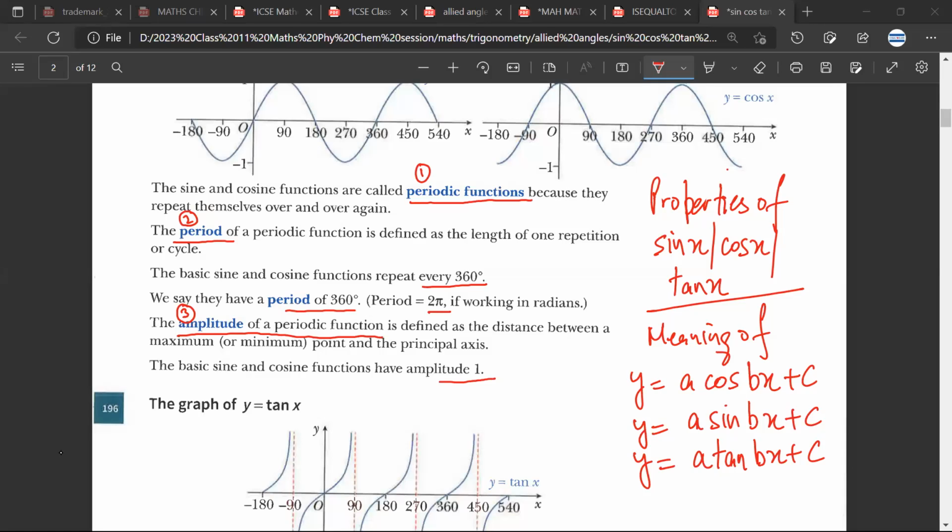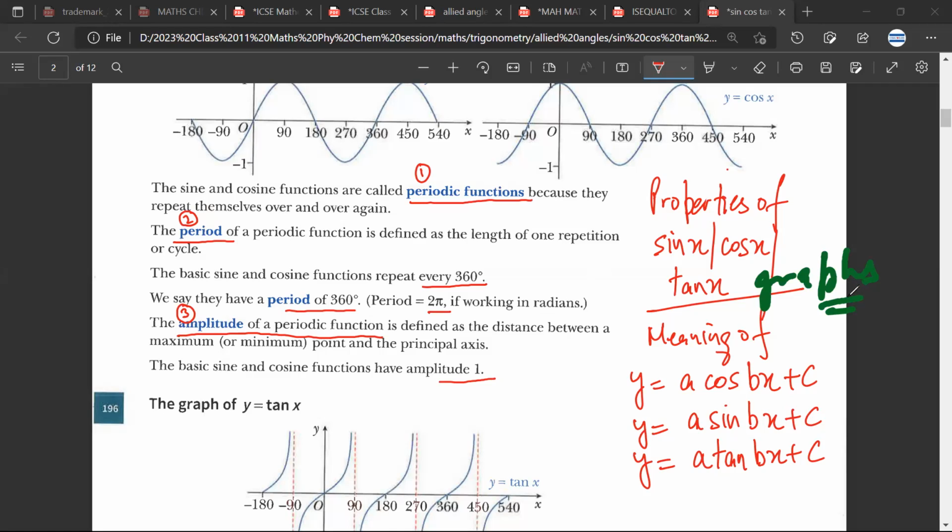So what I want to cover in this lecture is the properties of sine, cos, tan graphs. How do they behave, and what are the important things that we need to know when we look at the graph of a sine curve or a cos curve or a tan curve.